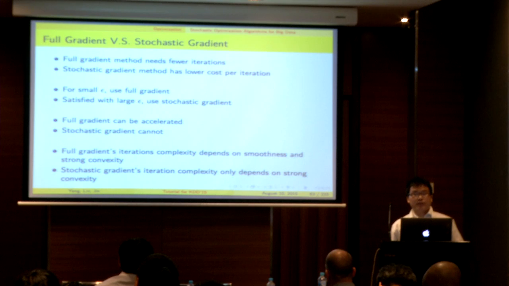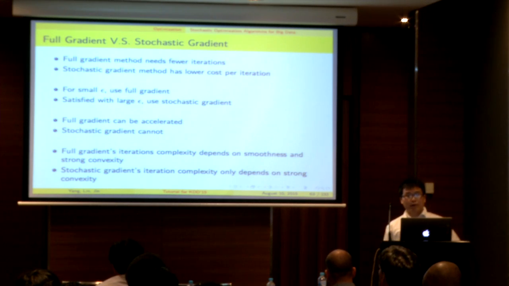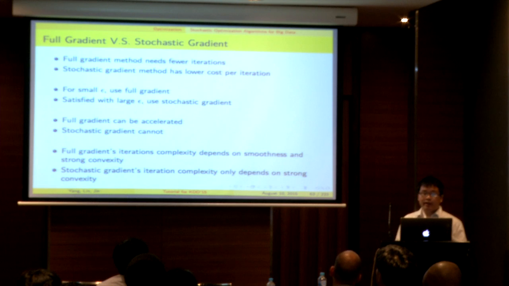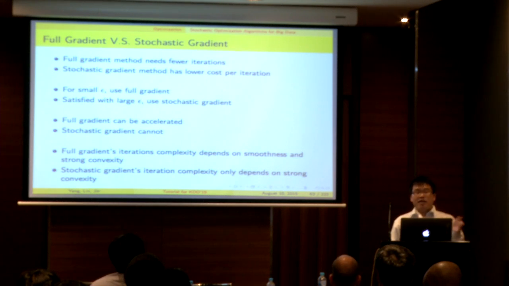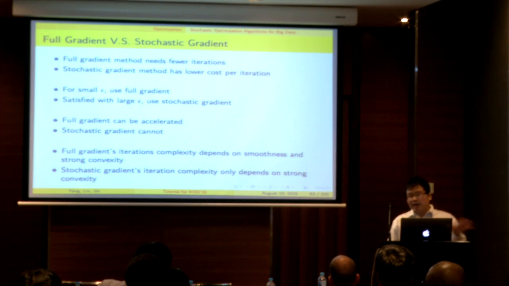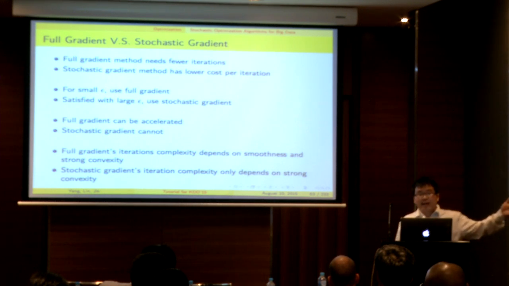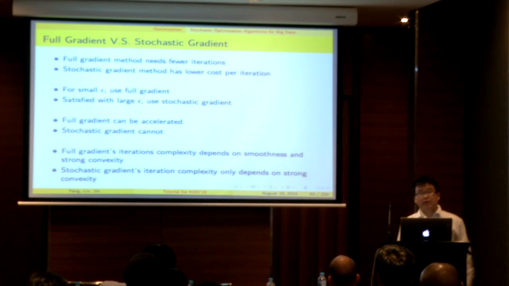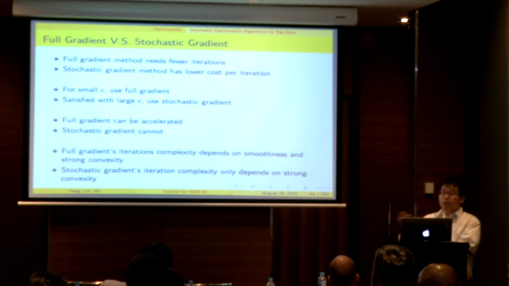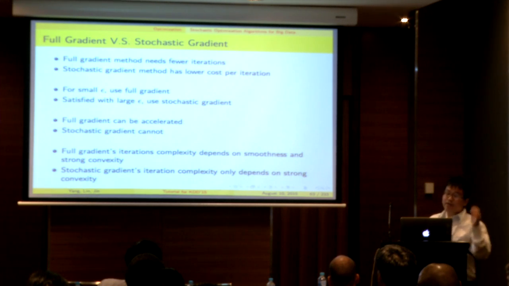First of all, full gradient method usually needs fewer iterations to converge, but stochastic gradient needs more. But the good thing is that stochastic gradient has a lower prediction cost. Now, if you really want a very small epsilon and the data is not that large, you want to use a full gradient method for sure. However, if you are satisfied with a relatively large optimization error, just like someone says you have a generalization error to worry about anyway, so it doesn't matter if you solve the optimization problem to extreme optimality, then you can give a large epsilon. In that case, you can use stochastic gradient.